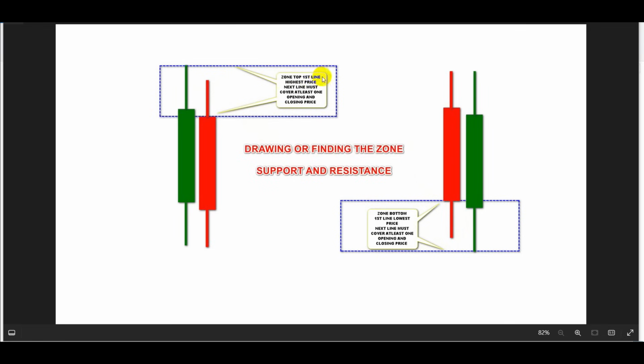The zone top, the first line, is the highest price, always take the highest price. If it is at the lowest, you take the lowest price. The next line must cover at least one opening and closing price. It should cover at least one. There is an opening price, there is a closing price. Same here. There is an opening price, there is a closing price. It should cover both. If you do that, then it's a perfect place and perfect setup to look into trades. When the future market comes to that place, it gives us some very good advantage to look into.